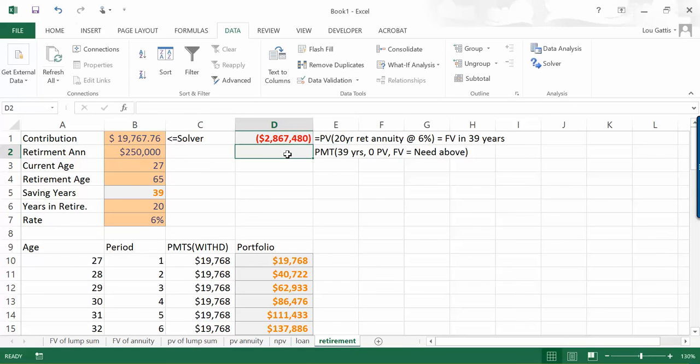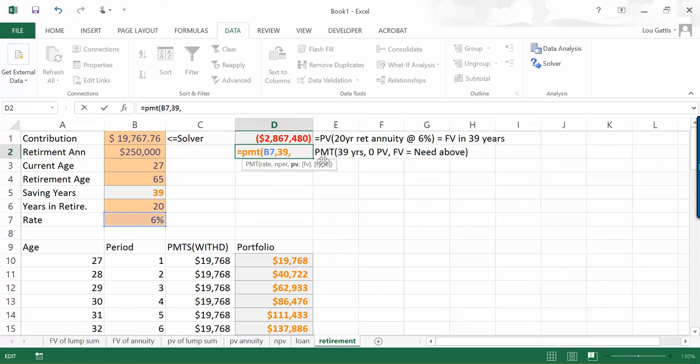So now at age 65, I'll time travel again and work my way back to age 27, and I'll say, okay, now what I need is $2.8 million when I'm 65, and that becomes a future value. So now I can do a payment calculation, and if I assume a 6% return on my portfolio, I have 39 years I'm going to contribute into the portfolio, and that's how many payments there are.